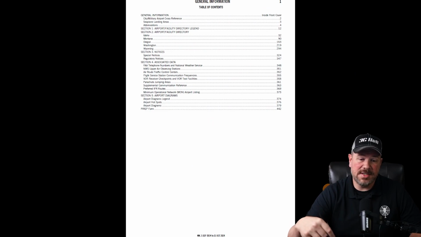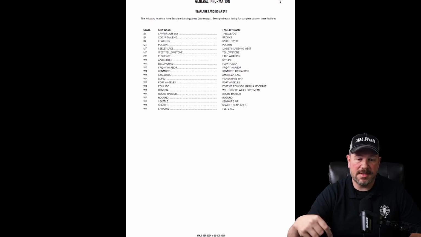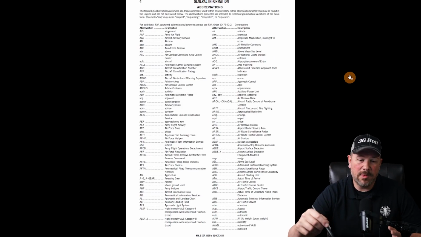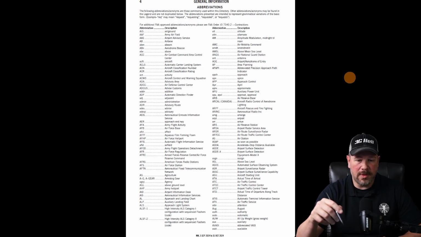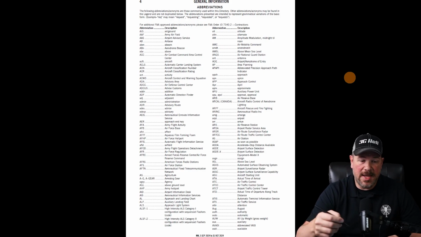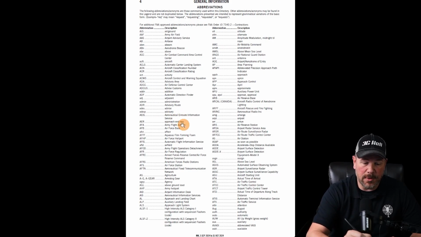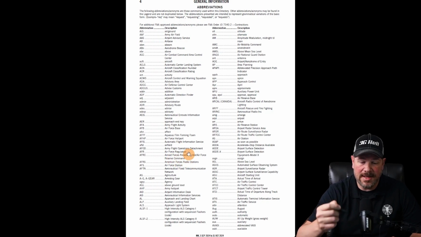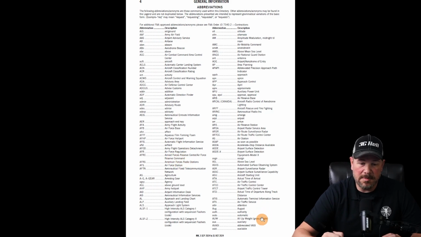Primarily, we use this chart supplement for pre-flight planning. In the first few pages of the chart supplement, there's some general information, but what I want to talk about real quickly is these abbreviations. There are abbreviations for everything and their definition here. So it's all done in alphabetical order.